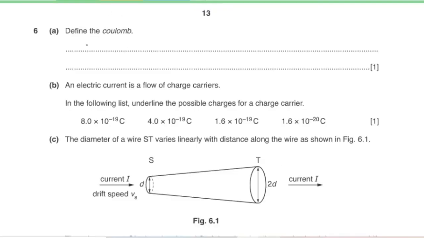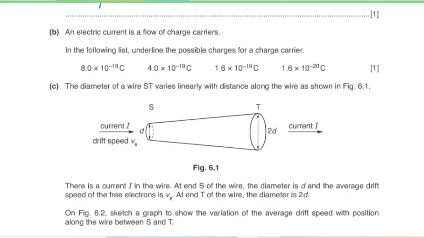Question number 6, part A, define the coulomb. They're asking you to define the unit coulomb, but not charge. So unit coulomb is ampere second. Part B, an electric current is a flow of charge carriers in the following list. Underline the possible charges for a charge carrier. So a charge carrier will either have a charge of 1.6 into 10 to the power of negative 19 coulombs, or its multiple. So none of these except this 8 into 10 to the power of negative 19 and 1.6 into 10 to the power of negative 19 itself is possible for this charge carrier to have.